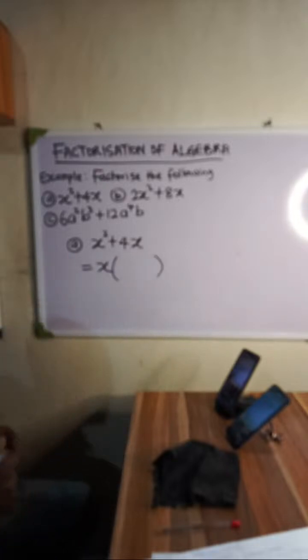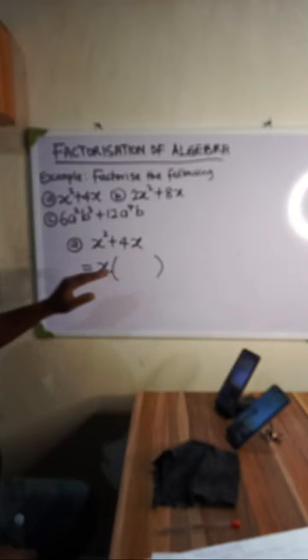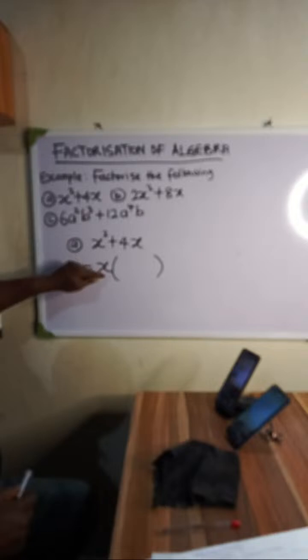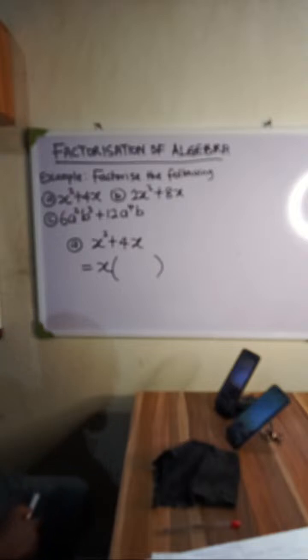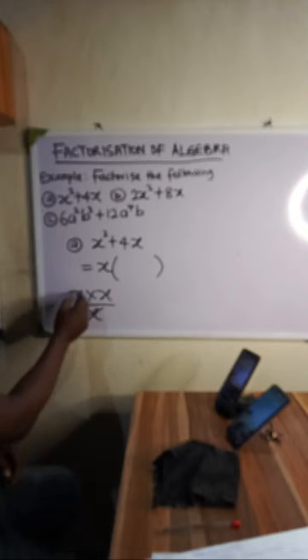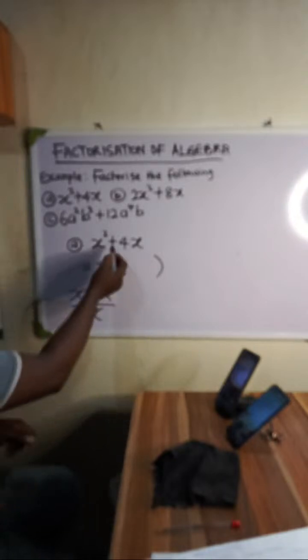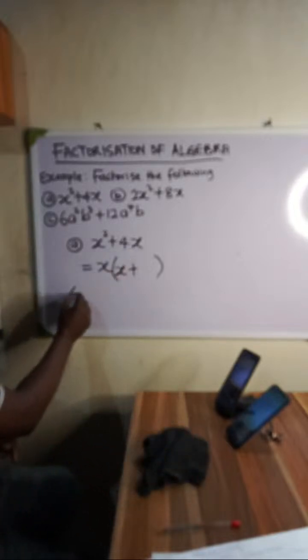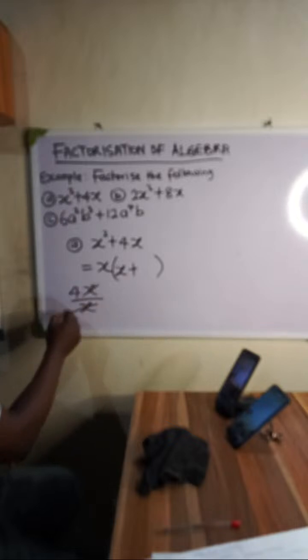Once you write out the HCF, the next thing is you open a parenthesis. Next, you divide this algebra by the HCF, and then you also divide this one by the HCF. So x squared divided by x, what are you going to have? You're going to have x, because x times x divided by x, one x cancels one x. You bring the plus sign down. Then 4x divided by x, x cancels x, you're going to have 4.